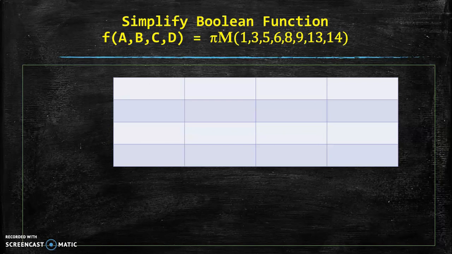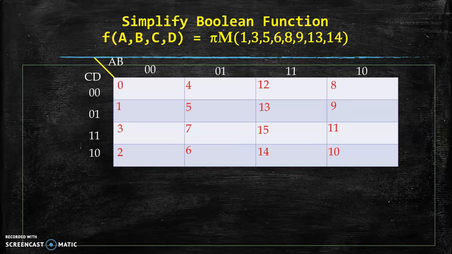4 variables, we have to prepare K-map with 16 cells. We take variable AB horizontally. We write numbers, that is 00, 01, 10 and 11. Another variable CD, we take vertically and we write again the same way 00, 01, 10 and 11. Accordingly, we have to write the equivalent decimal number in each cell, 0 to 15.